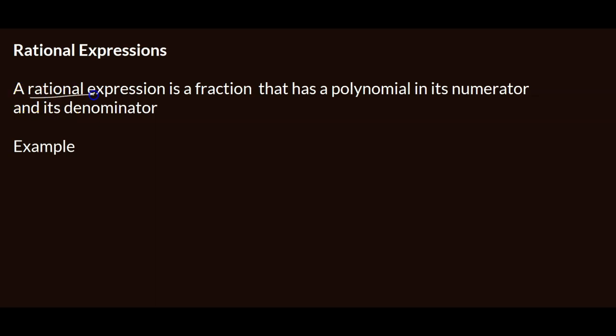A rational expression is a fraction that has a polynomial in its numerator and also its denominator. So let's look at some examples. Let's go with something like 2x to the third power divided by 3x to the fourth power plus 2x. That's a good example of a rational expression. You could also have x divided by 3 plus x squared. That's another good example of a rational expression.